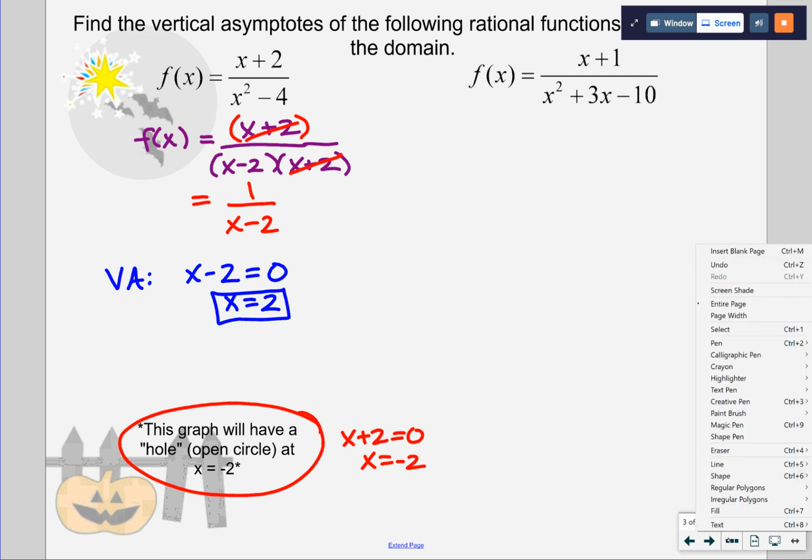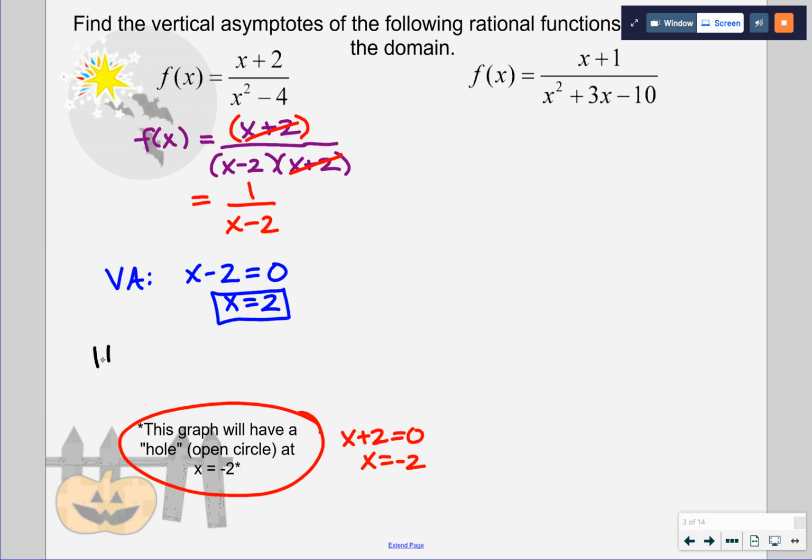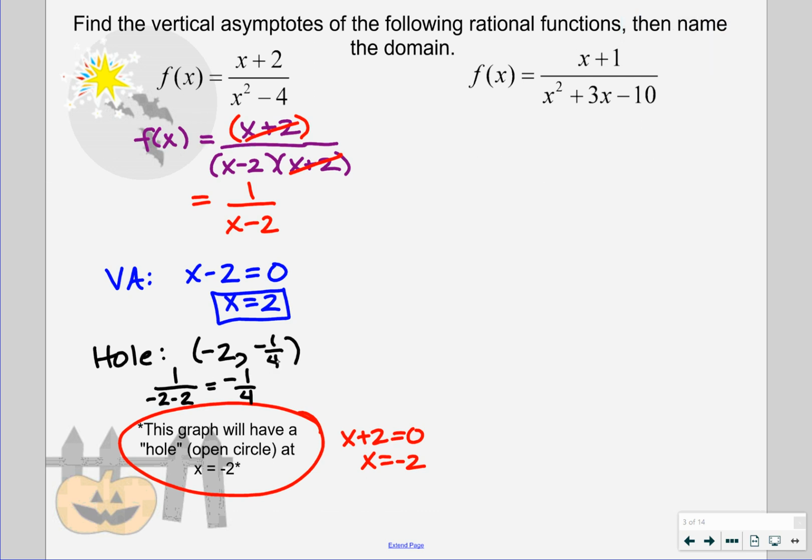You can also find the coordinates of the hole. So again, the hole came from when we canceled out that x plus 2, so negative 2 is the x coordinate. If you want the y coordinate of the hole, you just have to plug that negative 2 into the red equation, the simplified one, which was 1 over negative 2 minus 2, which will be negative 1/4. And that is the y coordinate of the hole. But again, we'll see that on the graph when we get to those tomorrow.